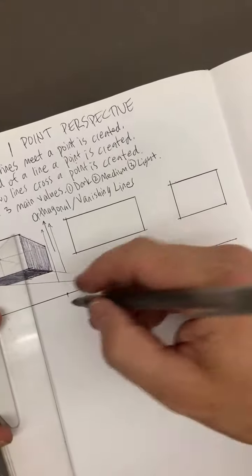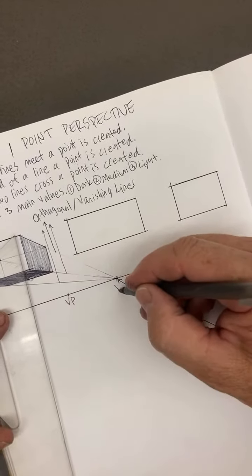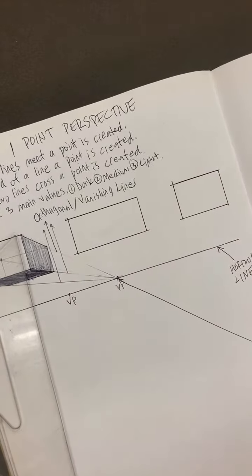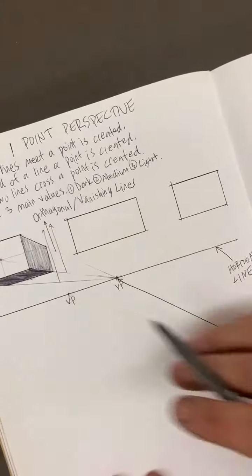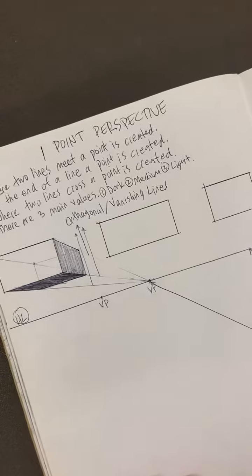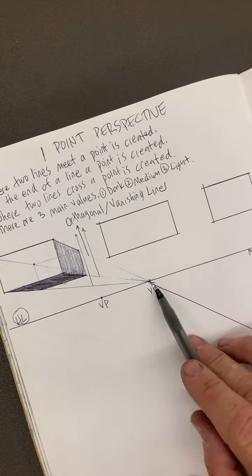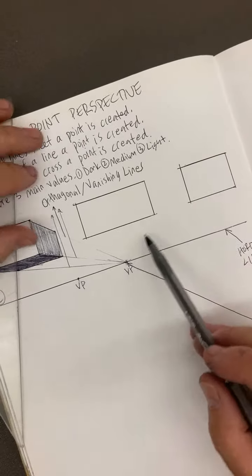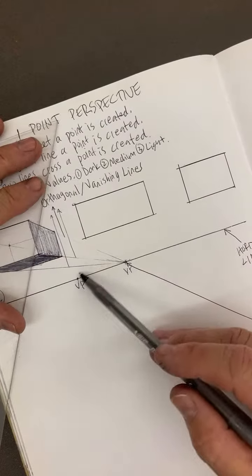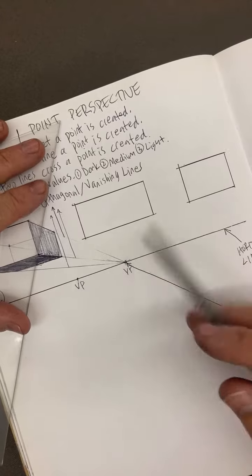So this is another VP. We're going to label this VP for vanishing point, and we're going to label that HL for horizon line. HL, you see that, for horizon line. VP, that's a VP, okay? So now, for this box, we could go to here, or we could go to here.